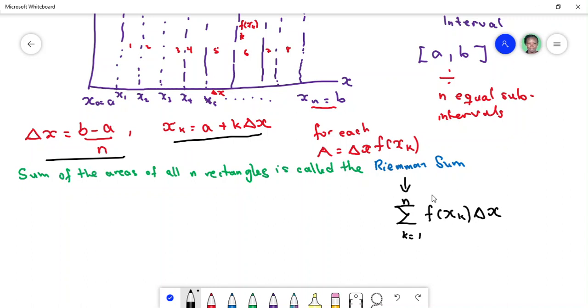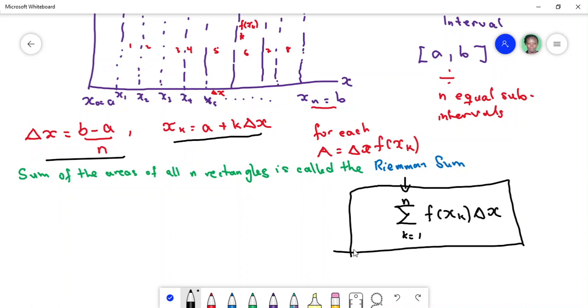So with this definition, this will lead us to what we call the definite integral. So in our next lesson, we introduce the definite integral. Don't miss that lecture.